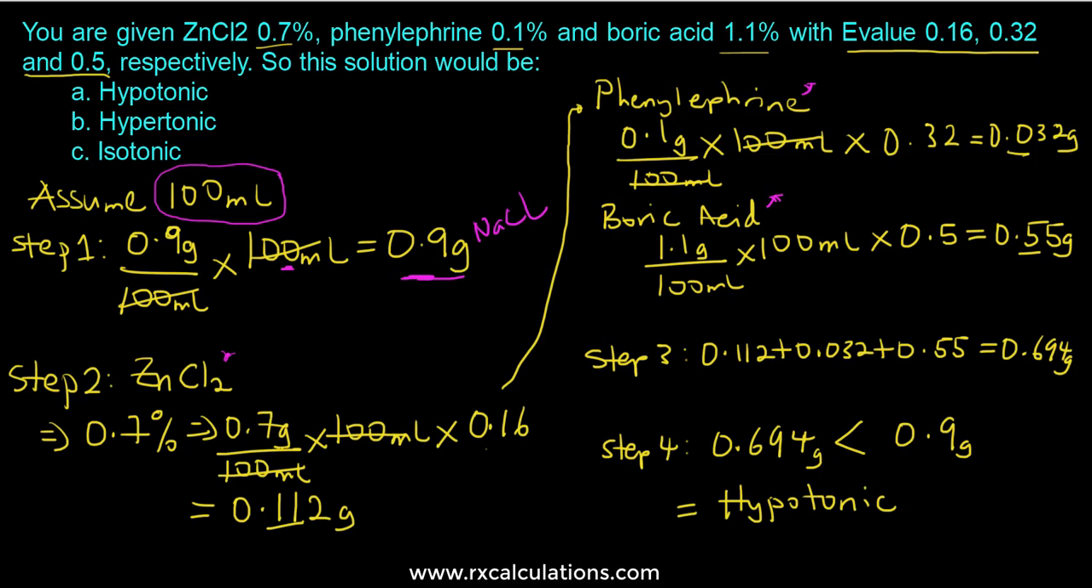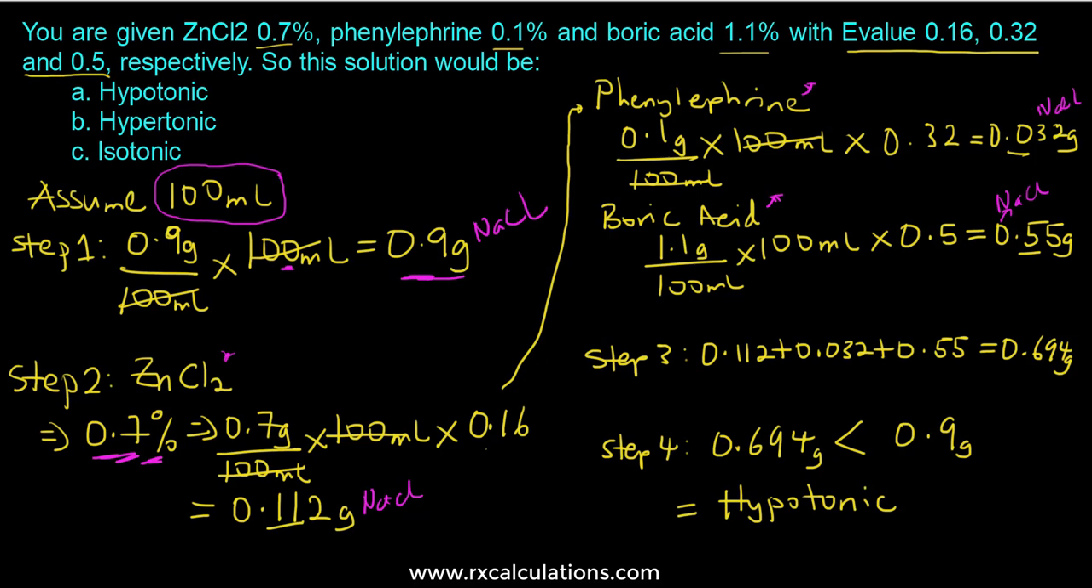So the reason we had to go through 0.7 over 100 times 100 is to change the percentage strength to a weight quantity. So that gives us just grams, and we can multiply that by the E value. So this gives us 0.112 grams NaCl. And then we do the same thing for each ingredient. So this is also NaCl. And that is also NaCl.